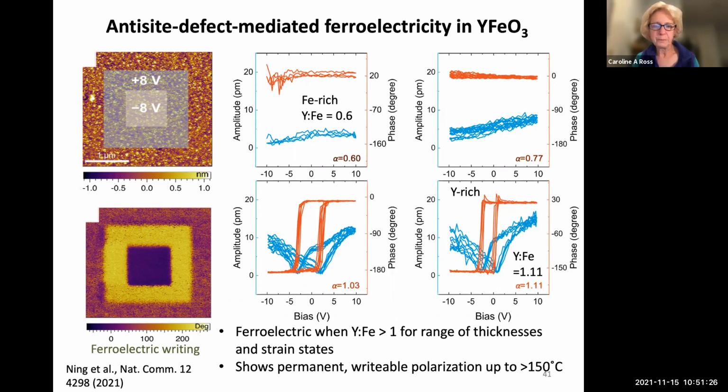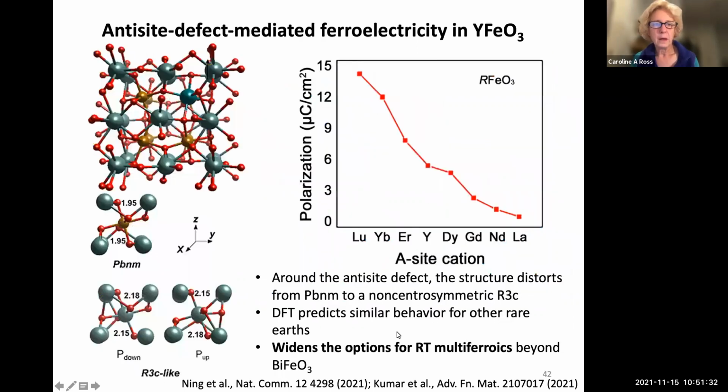So where did that come from? And this is stable at room temperature, in fact, well above room temperature. And we found that it comes from antisite defects. So the excess yttrium is sitting in the iron site. So iron is gold color, and the yttrium is the blue. And when the yttrium sits in the iron site, it actually causes a distortion which is no longer centrosymmetric. So it goes from this space group PBNM to a space group R3C, which is non-centrosymmetric. And so this non-centrosymmetric structure gives us the polarization.